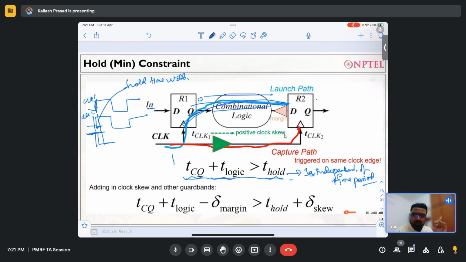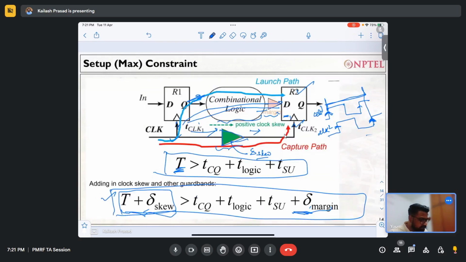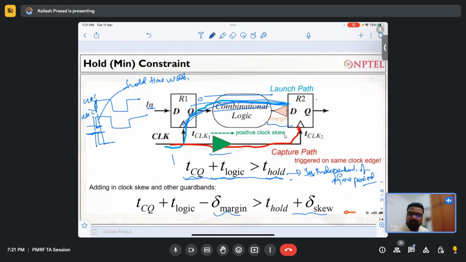Okay, so now if I add non-ideality over here again, the skew will be added to the hold time. But this margin, now we are taking the best case time, right? Earlier we were taking the worst case, so that's the reason we added it to the path. But here what we are taking is the best case, it is very fast, and we have a negative margin, so we have subtracted it from the path. That's how it is. Okay, so this is the equation for the hold time.